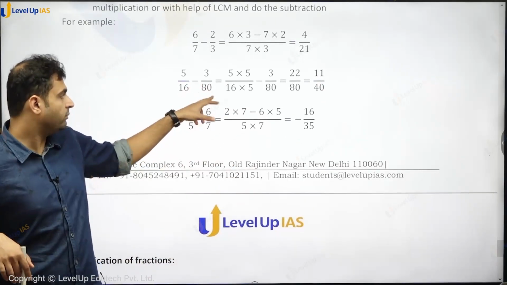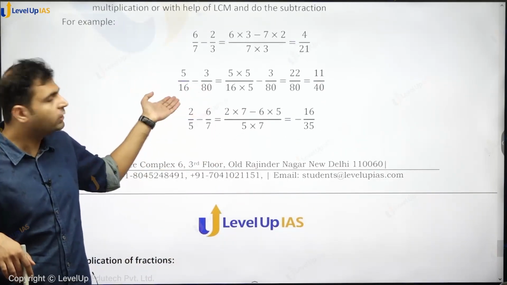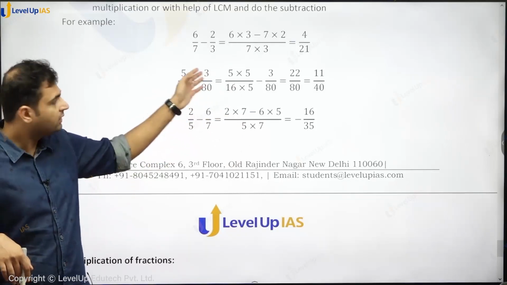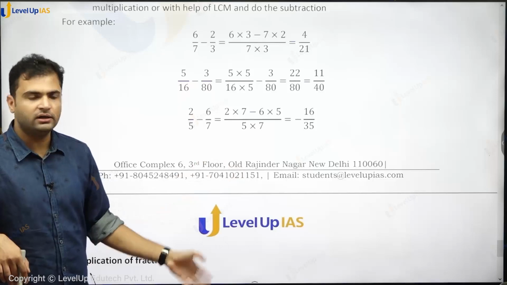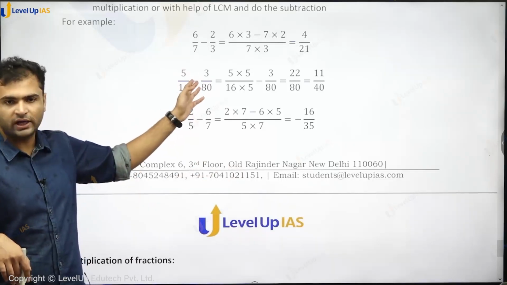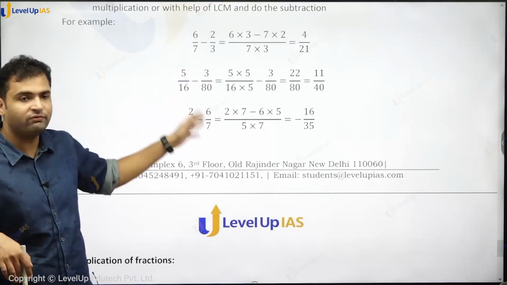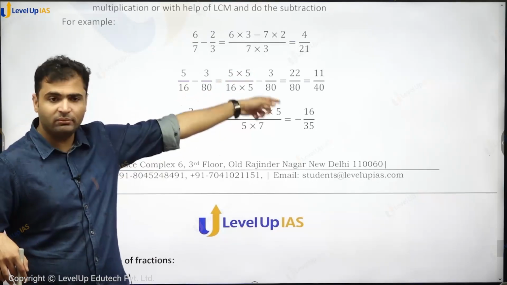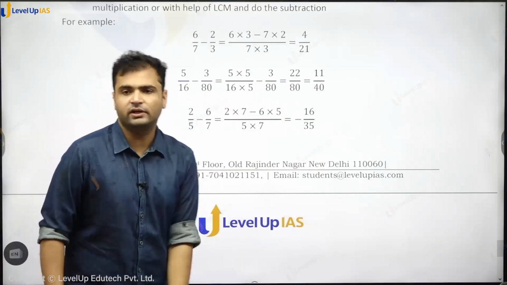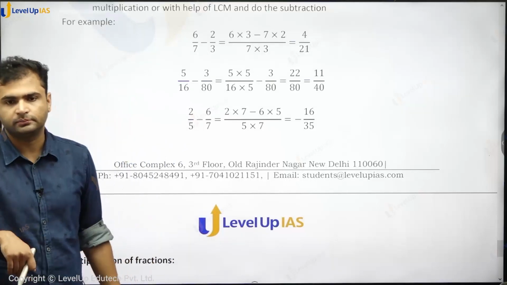Here also, because multiplication would lead to larger numbers, we observe that the LCM of 16 and 80 is 80. We just multiply this fraction, numerator and denominator both by 5 to make the denominator same. So we'll get 25 by 80 minus 3 by 80, so 22 by 80, and then we can write it as 11 by 40.